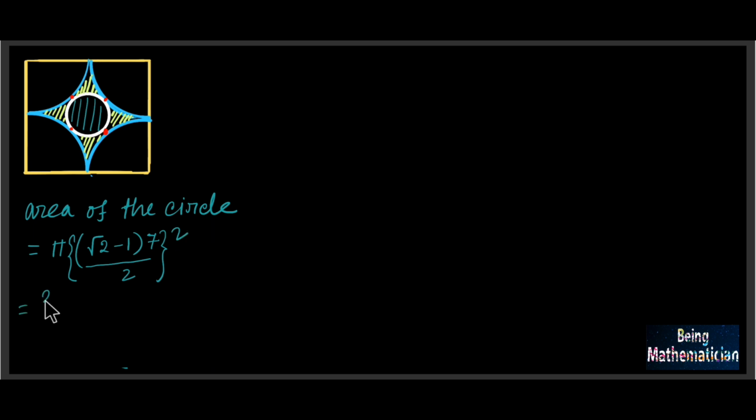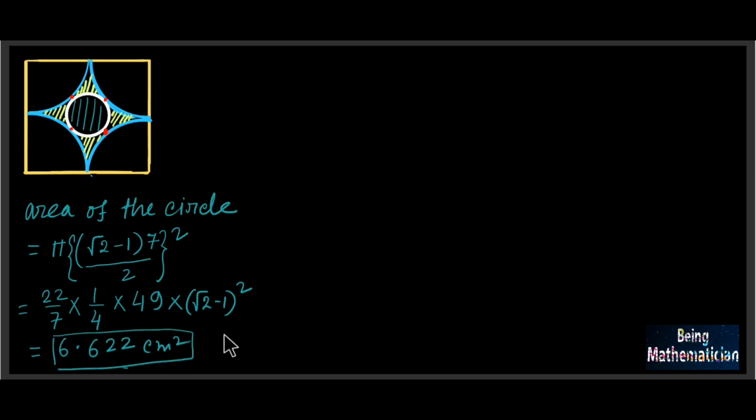Now, pi is 22 by 7 and 1 by 2 square is 1 by 4, so it is 49 into root 2 minus 1 whole square. Now, it comes to 6.622 centimeter square, where root 2 is taken as 1.414. So we have to remember this result. Now we can find our required shaded region.